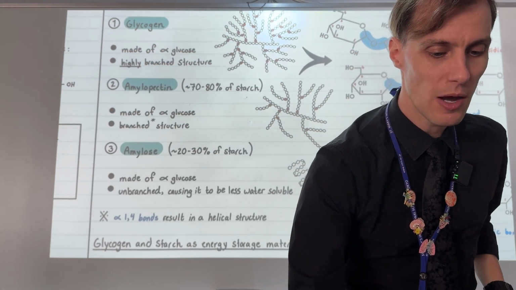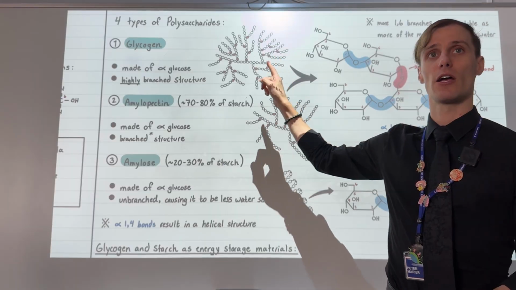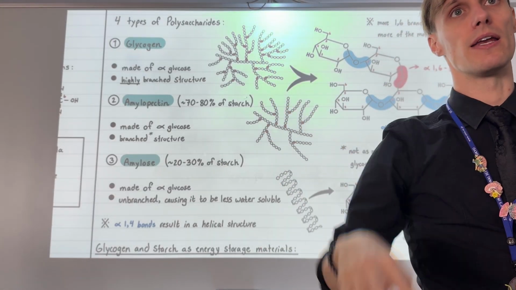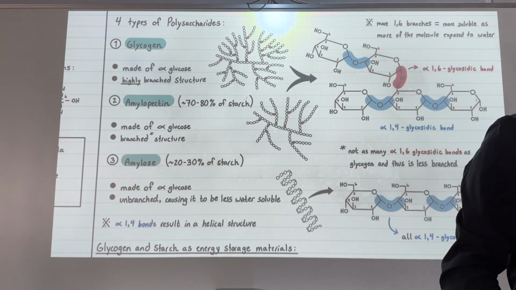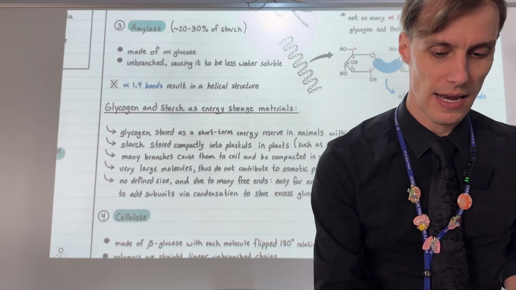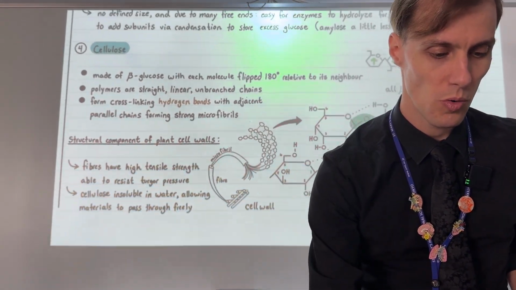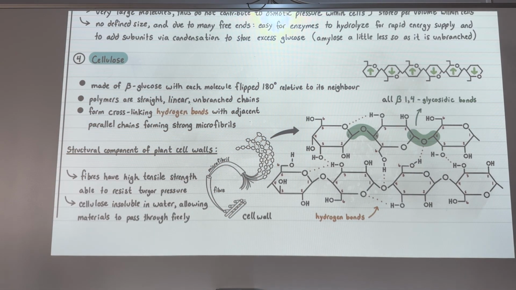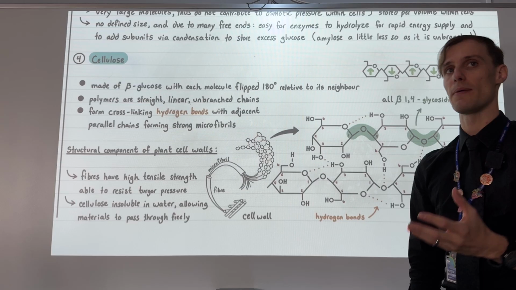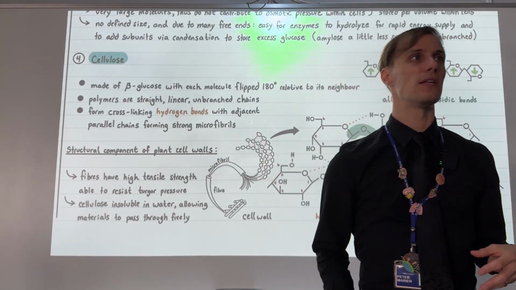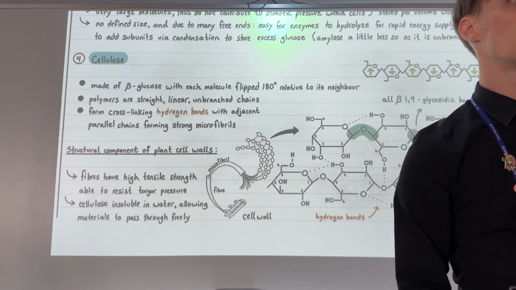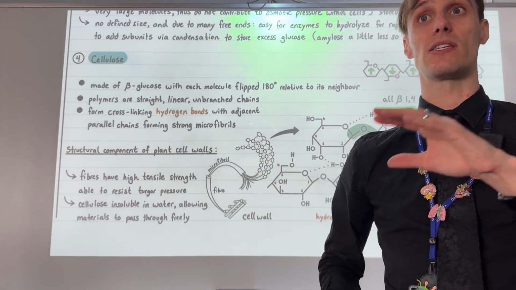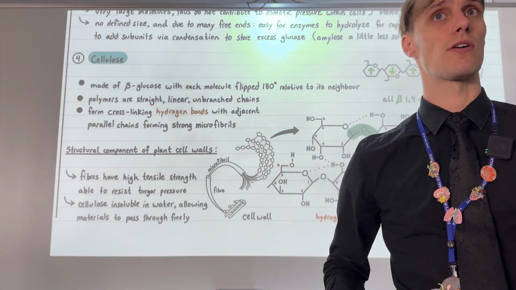Now I mentioned that we're going to be studying 4 polysaccharides. So far we've only looked at 3. Well, the 4th polysaccharide has nothing to do with energy storage. Instead, it has everything to do with structure, and that is cellulose. So cellulose, where its name kind of comes from, is found in the cell walls of plants specifically. So it's going to have a lot of differences now between cellulose and the other 3 polysaccharides.